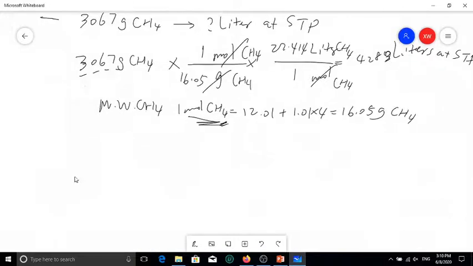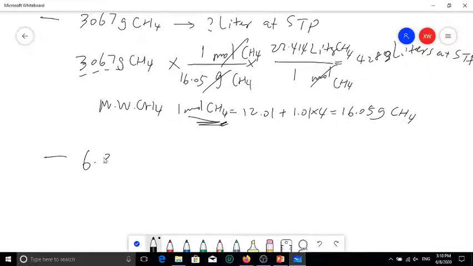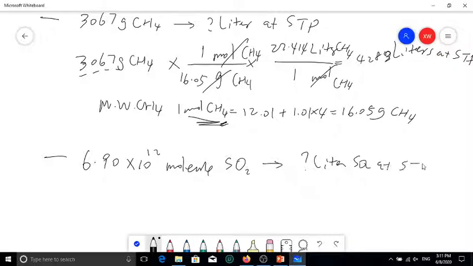All right, so one more here. Now, if you have 6.90 times 10 to the 12 molecules of sulfur dioxide. This is not sulfate or sulfide. This is sulfur dioxide, a neutral compound. This is not an ion. Now, you want to find out how many liters of SO2 at STP.